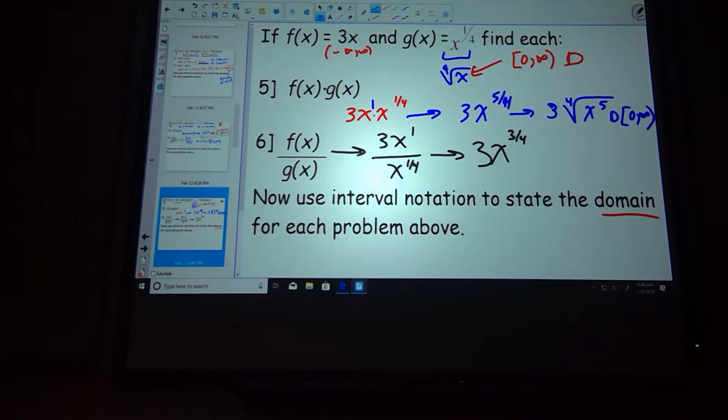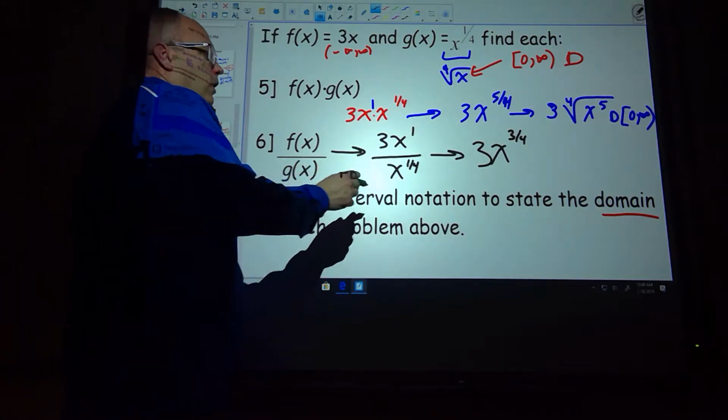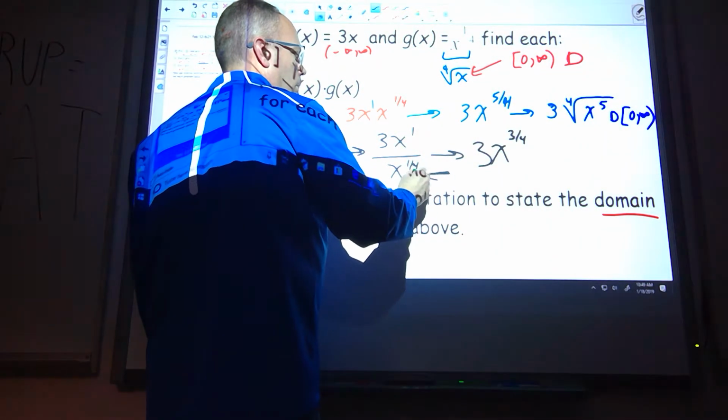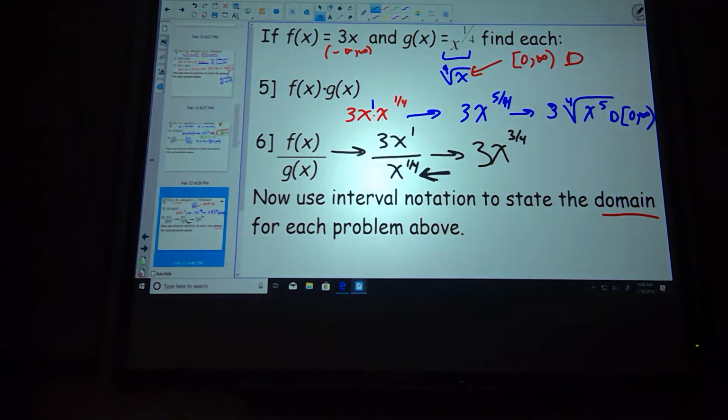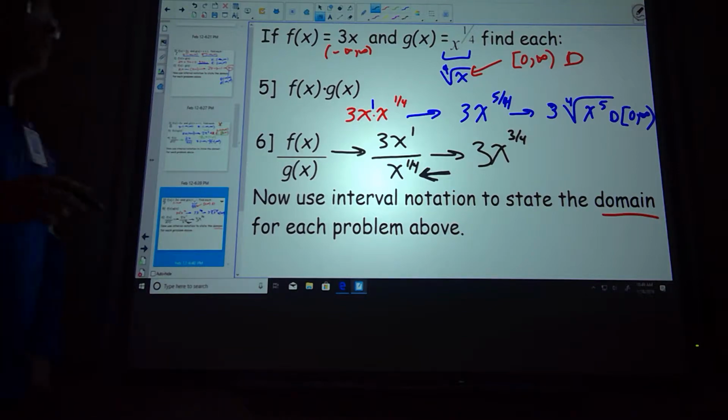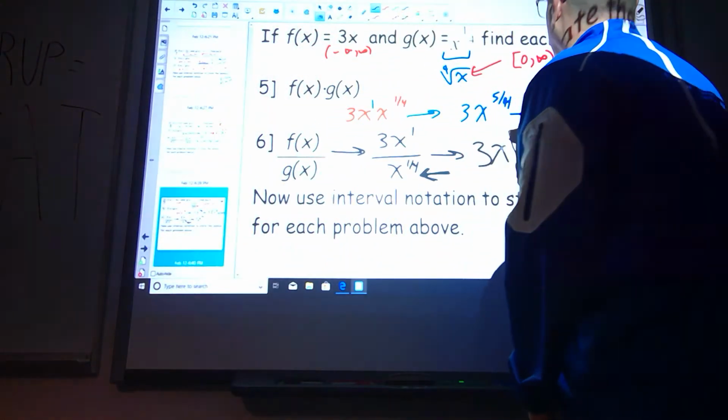If I plug in 0, will it work with 3x to the 3/4? Would 0 work still? Yeah. Okay, but here I have a little bit of concern. What do I have down here? I have an x. X is a denominator in this case. So can this problem start at 0 and include 0? No. So watch how my domain is going to change.